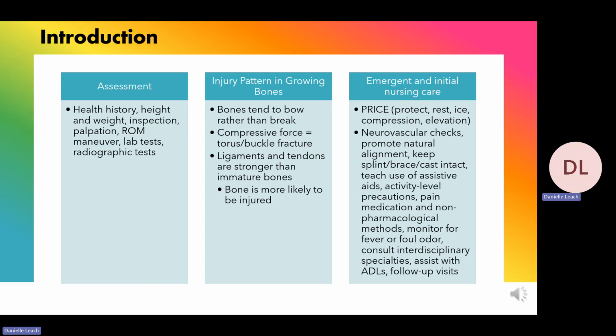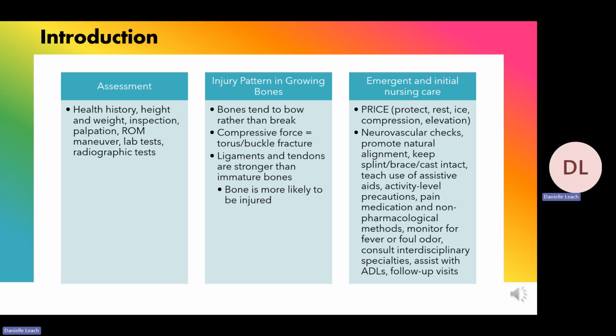So emergent and initial nursing care, just very vague and sort of generic care that we can do for a child with a musculoskeletal injury. One of the things is PRICE. So that stands for protect, rest, ice, compression, and elevation. So say a child comes in with a broken leg, we want to protect them from injuring it any further. So something like putting a splint on it or a brace or whatever is ordered. Rest, so keeping them on bed rest. You can apply ice. Compression can be something like an ace bandage, and then elevation, like propping it on a pillow.